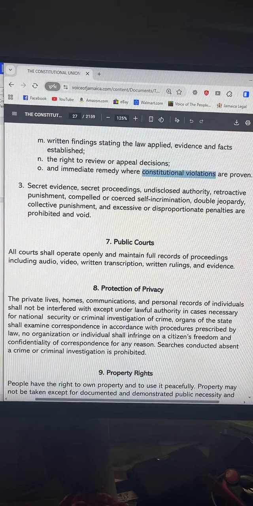3, secret evidence, secret proceedings, undisclosed authority, retroactive punishment, compelled or coerced self-incrimination, double jeopardy, collective punishment, and excessive or disproportionate penalties are prohibited and void.